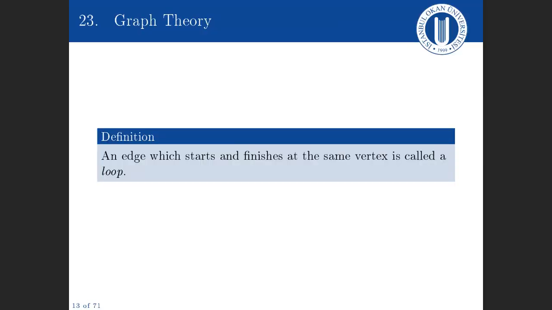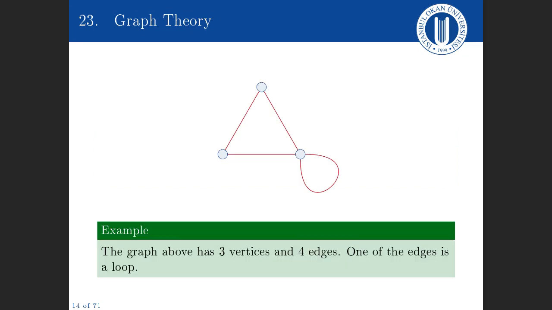If we have an edge which starts and finishes at the same vertex, then we call it a loop. Have a look at this picture. This graph has 3 vertices and it has 4 edges. One of the edges, that's this one, starts and finishes at the same vertex. So this edge is called a loop.